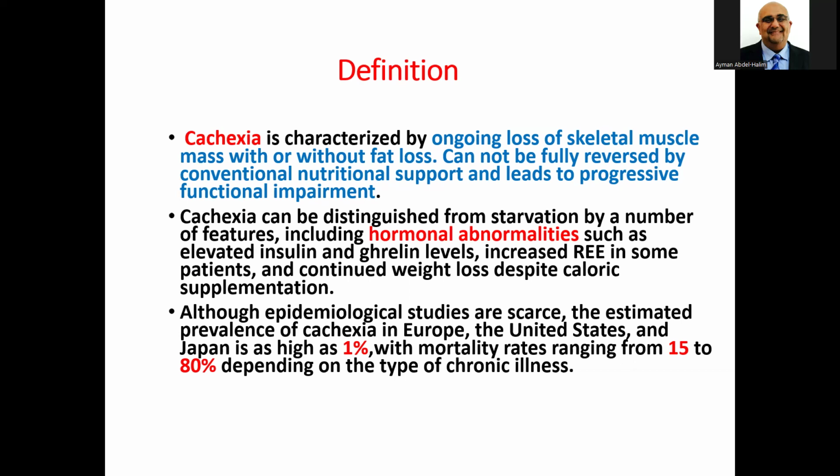The estimated prevalence of cachexia in Europe and the United States is as high as 1%, with mortality rates ranging from 15 to 80%, depending on the type of chronic illness. Cachexia is a poor prognostic sign. It's totally different from starvation. It is an inflammatory process.